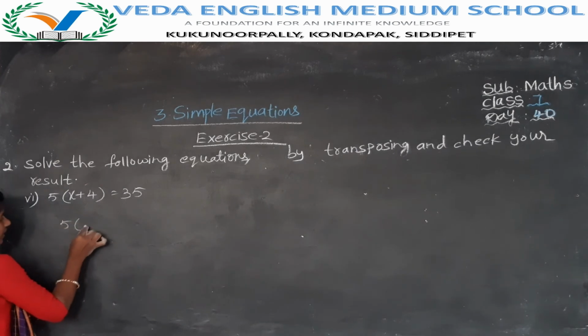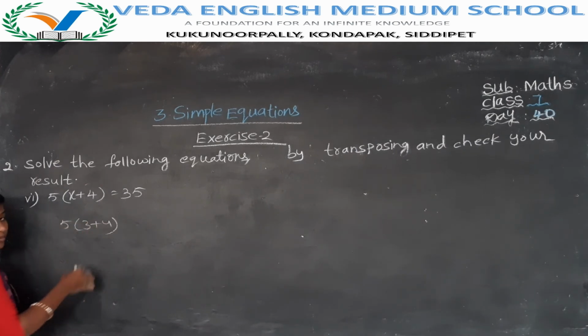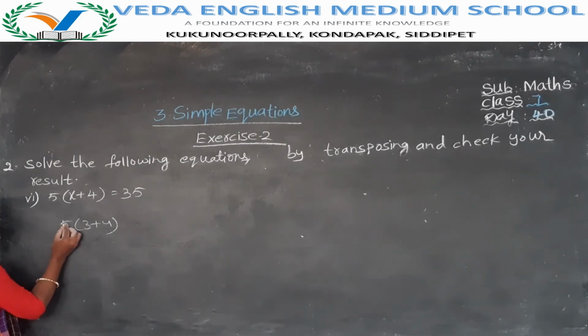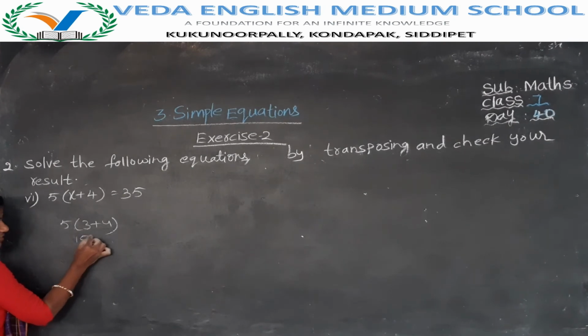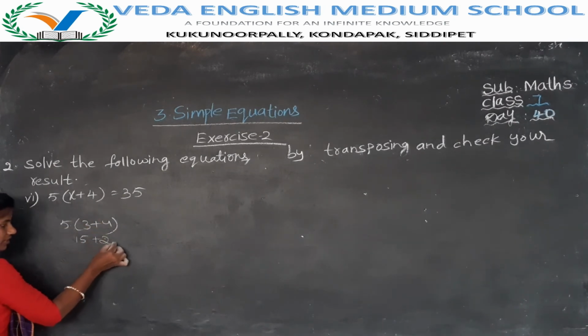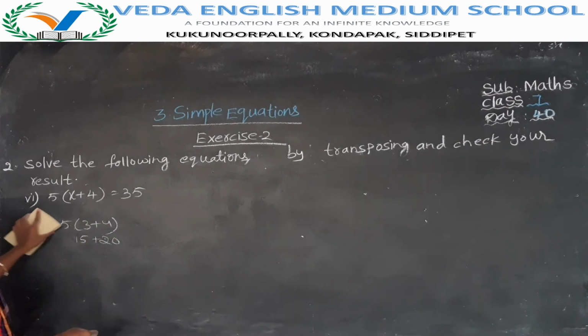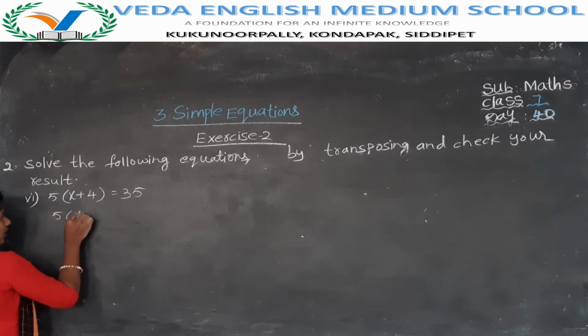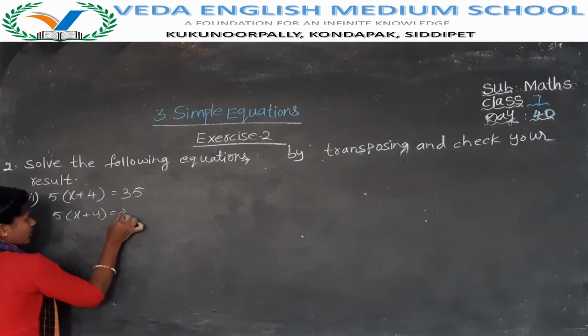For example, if you have it like this, we learned in properties of integers the associative property and commutative property. Now, we have to multiply this 5 with 3. 5 3s are 15 plus 5 4s are 20. Same like here also. You have to multiply 5 with x. 5 into x plus 4 is equal to 35.